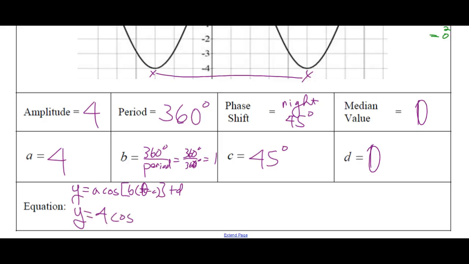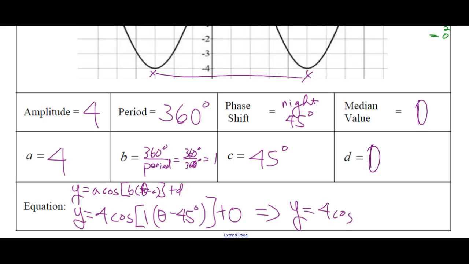4 cos, we say B is 1, so bracket 1, theta minus 45 degrees. Make sure there's a degree on there, right? If you just write theta minus 45, what am I going to assume? Radians. Plus 0. You'll never write that, but written in this form, we can see we've matched everything up. So 4 cos, I don't need the 1, so just bracket theta minus 45 degrees, and that's it. That's all we need to write.